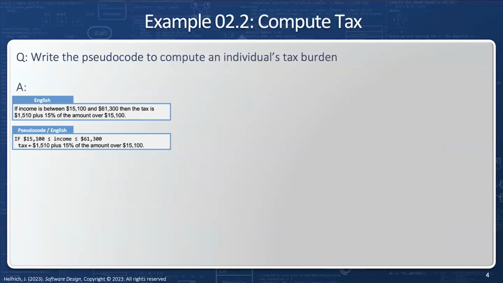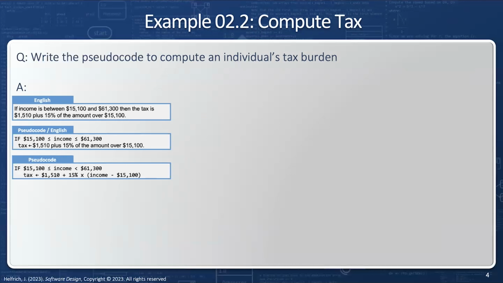Okay, so now I'm going to try to add a little bit more pseudocode. If 15,000 is less than or equal to income is less than or equal to 61,000, and that corresponds to the English, if income is between 15,000 to 61,000, then tax equals 1,500 plus 15% of the amount over 15,000, and that corresponds to the English above. So I'm just massaging this to have a little bit more specificity, but it's still a lot of English in there.